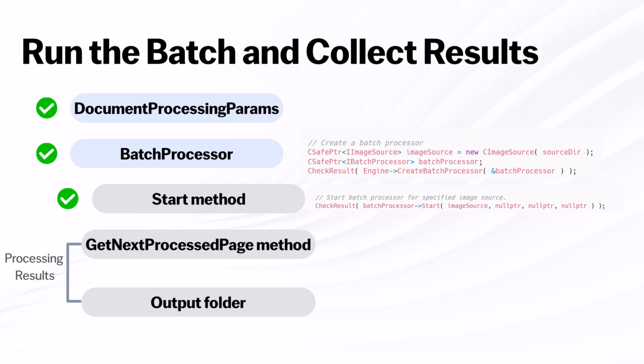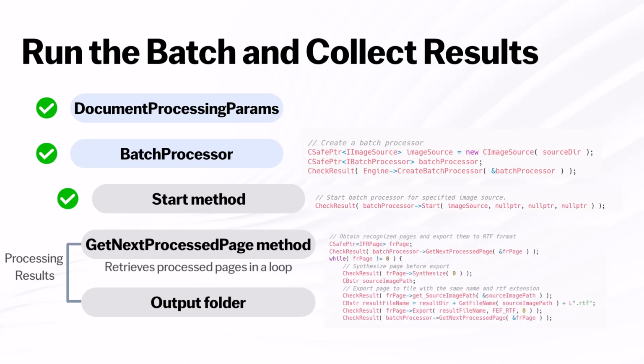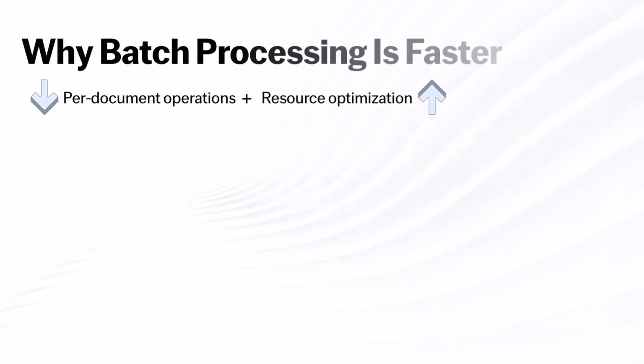The batch processor offers several options for collecting the processed pages and generated files. Pages can be retrieved as they are completed using the getNextProcessedPage method in a loop, or processing can be allowed to finish entirely before the output files are gathered from a designated output folder. By reducing the overhead between individual document operations and optimizing resource allocation, batch processing achieves significantly higher throughput performance for a large number of one-page documents.